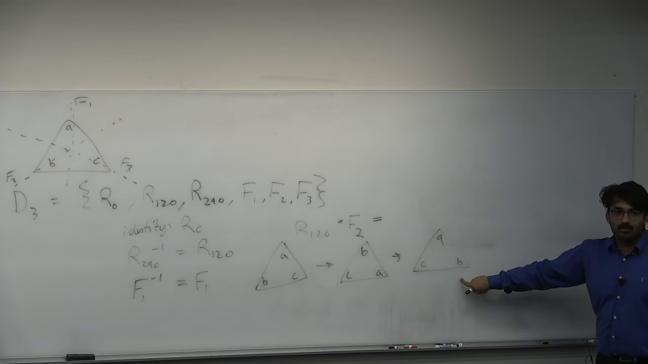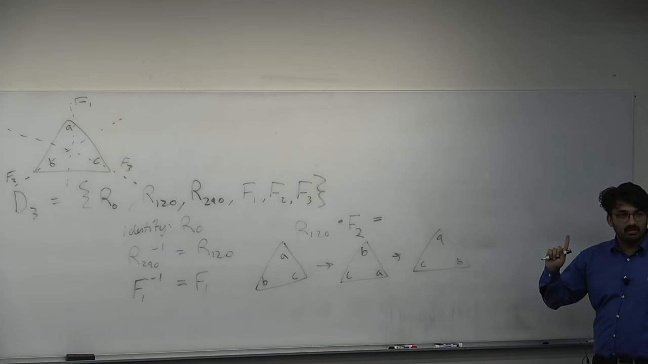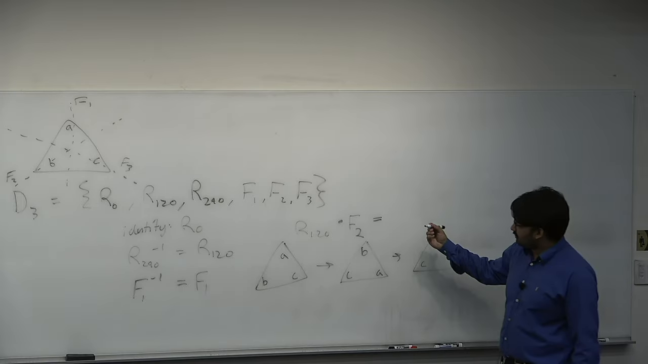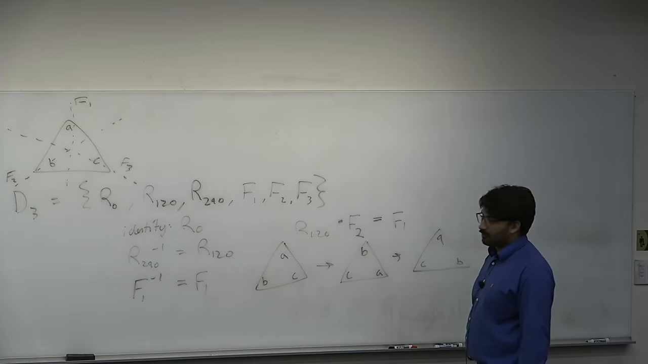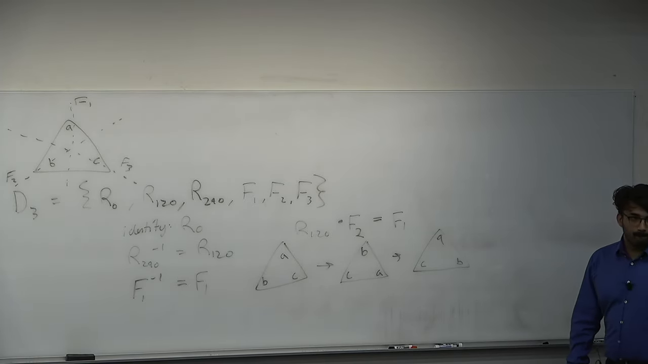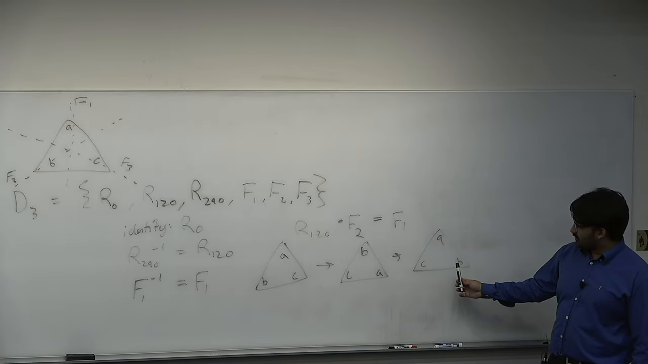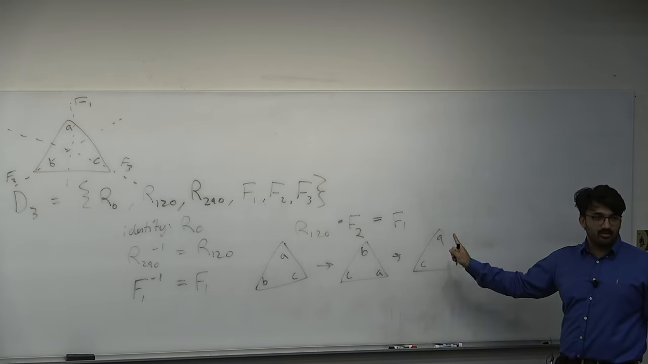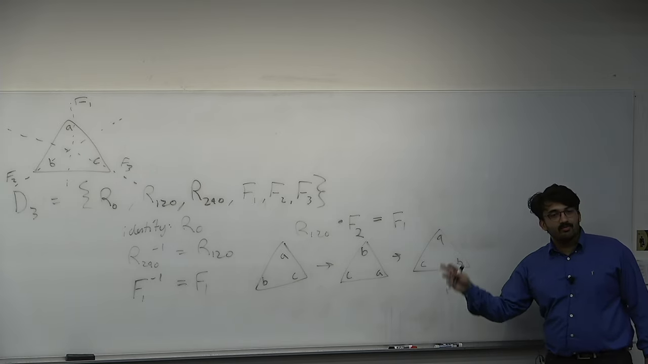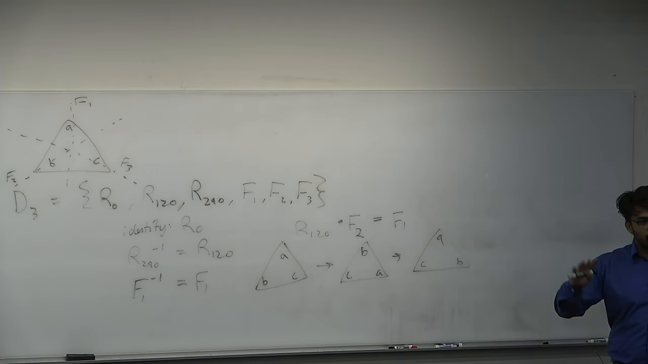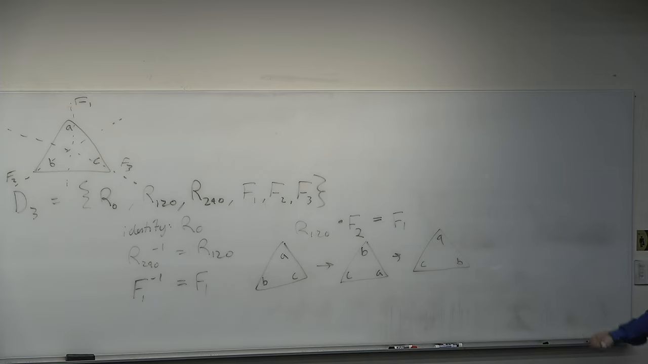Okay. This is an operation, but you can get to this position doing one element of D3. What is it? F1. It's F1. See? So R120 composed with F2 gets you F1. You rotate it, flip it. It's as if you just flipped it on the other axis. I claim for all combinations of this, even three or four combinations, associativity is true. You can get an element back of D3.